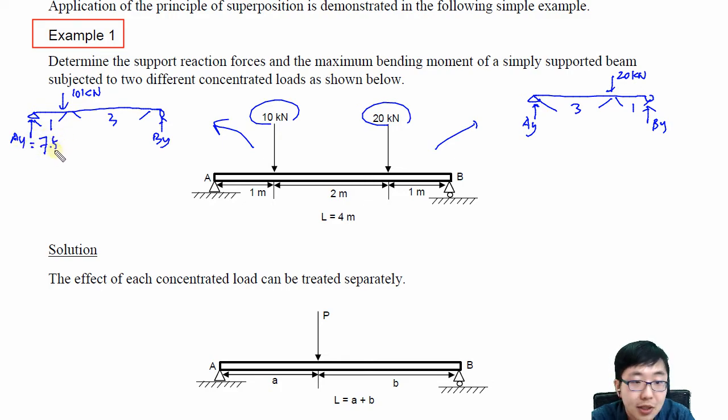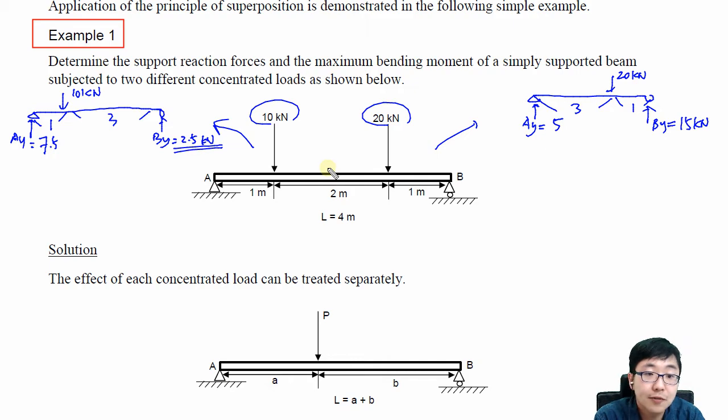I think I don't need to explain this here. It's not difficult. And this is 2.5 kilonewton. Don't forget the unit is pretty much important for us. And in this case, the AY should be 5 and BY is 15 kilonewton.